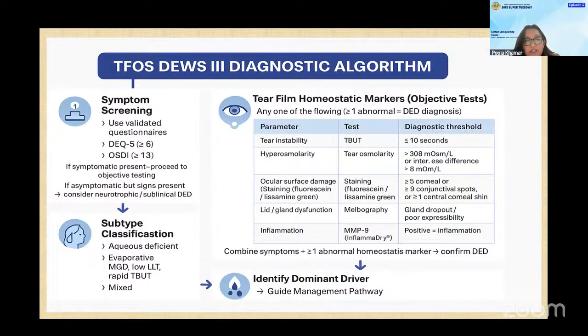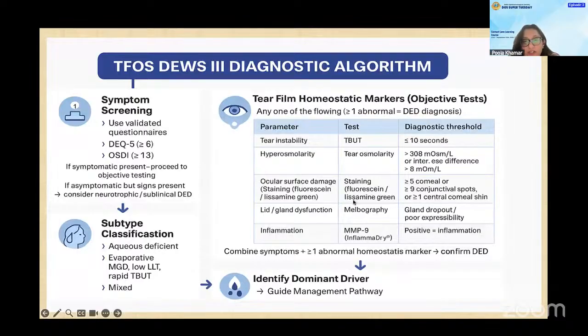Do the Schirmer's, TBUT, and all the general basic tests. Use a validated questionnaire, and based on that, you can classify the patient whether it's aqueous, evaporative, MGD, or mixed. And if you want, you can also do one of these tear film homeostatic marker tests, which are more objective, which can be done either with TBUT or tear osmolarity, which is not really needed.